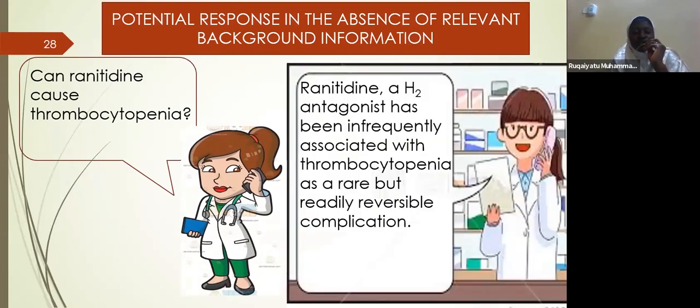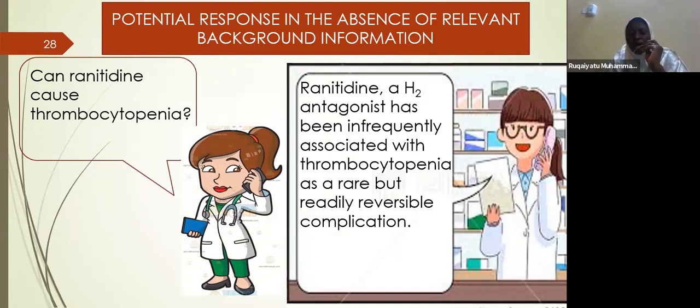Like I said, of course, you need to introduce the question initially before giving your response. So the question is on ranitidine. We can just respond by saying ranitidine is a histamine 2 antagonist, which has been infrequently associated with thrombocytopenia as a rare but readily reversible complication.